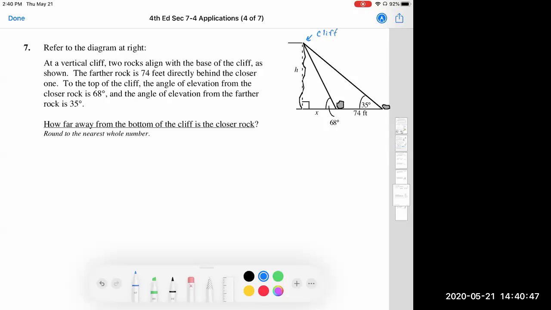How far from the bottom of the cliff is the closer rock? So we want to find H. All right, so my question, is 74 all of this, or is 74 just that? I think it's just that, right? Because we have this X here. We have that X here. So I'm guessing from here to here, it's 74. And then from here to here is called X, right?